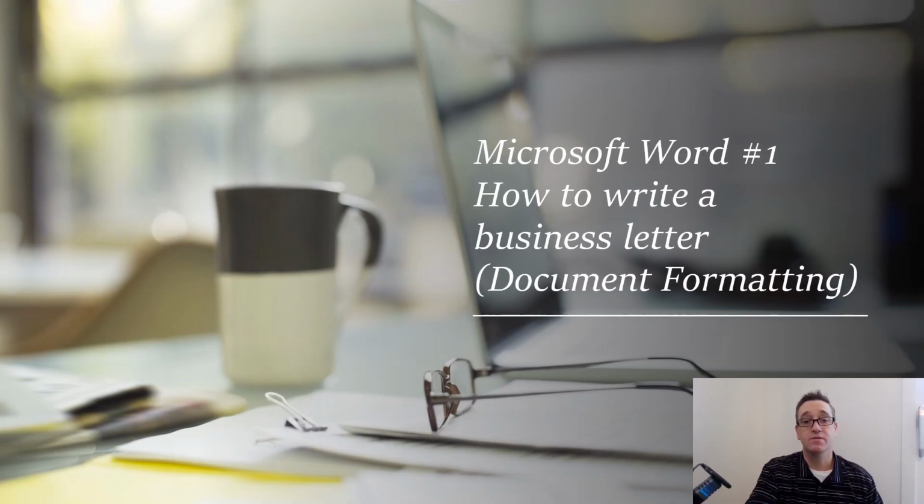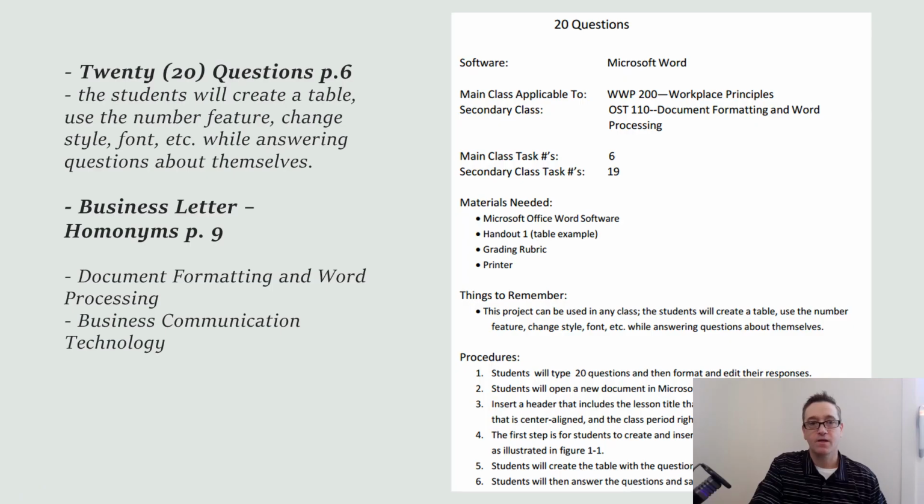The first assignment is the Microsoft Word Office number 1, how to write a business letter, which includes document formatting. So what are we going to do? Well, the first exercise is called 20 questions. It's on page 6 of the handout that I made available on our iClass. The students will create a table using the number feature, change style, font, etc., while answering questions about themselves.